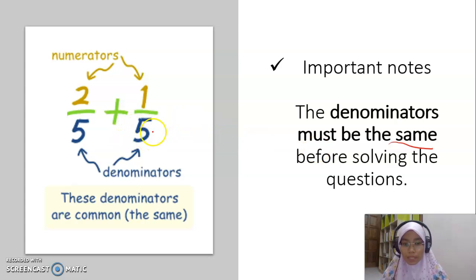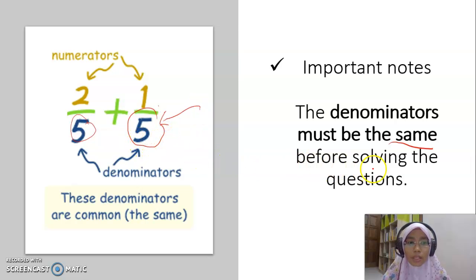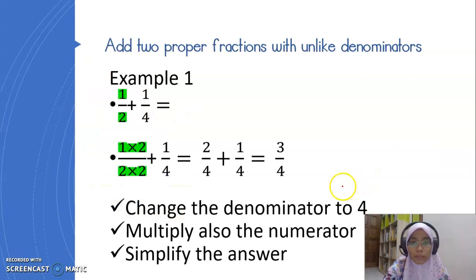The denominator here is we are referring to number 5 for this question. The denominators are the number down or number below. We must make sure these numbers are same, then we can solve the questions. The first one, add two proper fractions with unlike denominators.